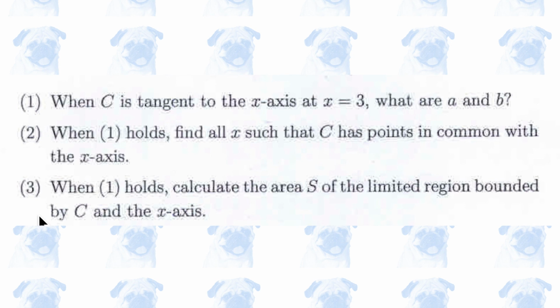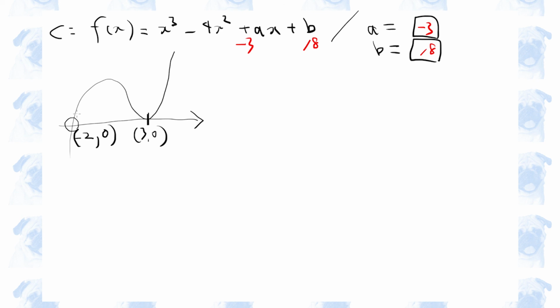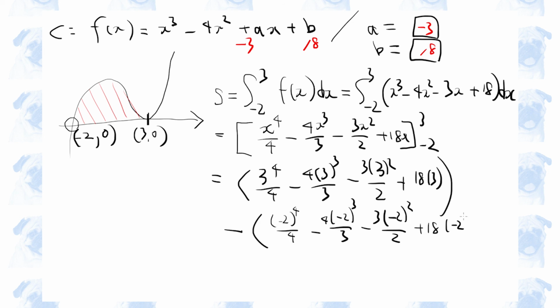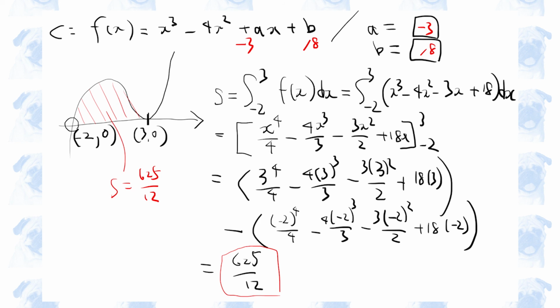Number 3, which is the final question, when 1 holds, calculate the area S of the limited region bounded by C and the x-axis. By limited region, I think it means this region here, between minus 2 and 3, the integral of f of x dx. This is going to be a very tedious calculation, so I'm just going to give you the answer. 625 over 12. And this is the end of this exam paper.